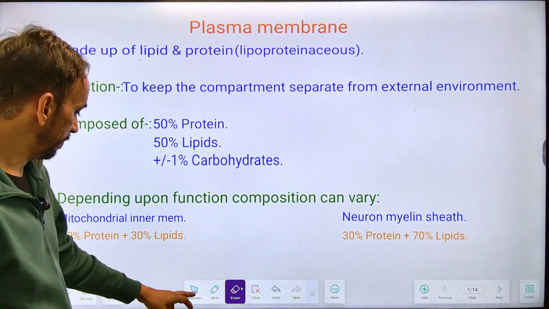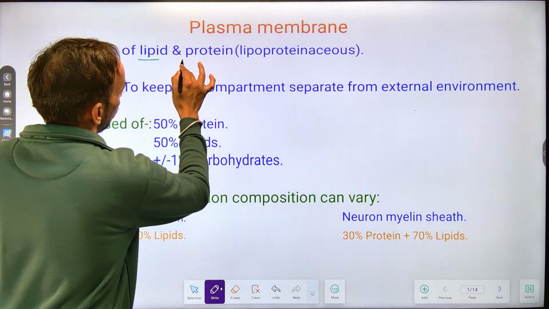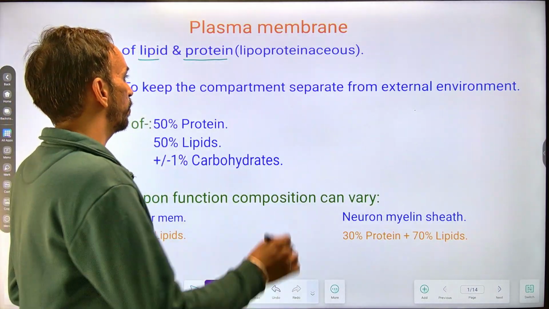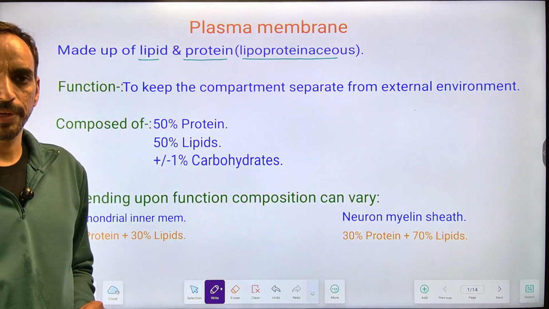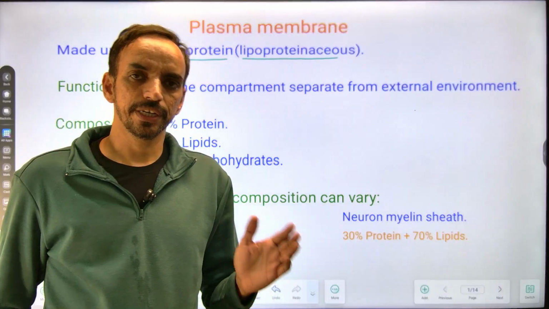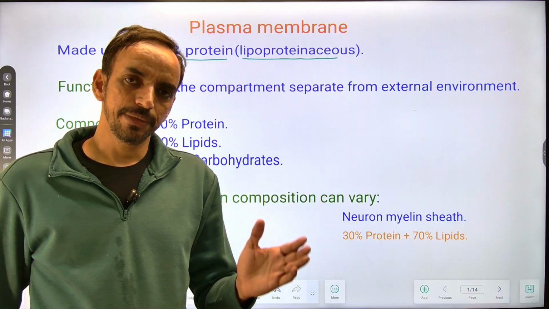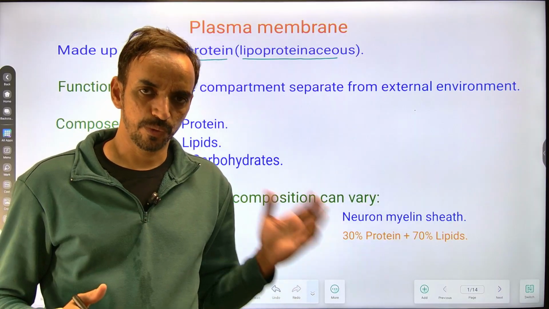Now this plasma membrane is generally made up of two things, that is lipid and protein. So we can say the plasma membrane is lipoproteinaceous in nature. The function of this plasma membrane is to keep the compartment separate from the external environment. किसी भी कंपार्टमेंट को बाह्य वातावरण से अलग बनाए रखना इसका प्रमुख कार्य है.